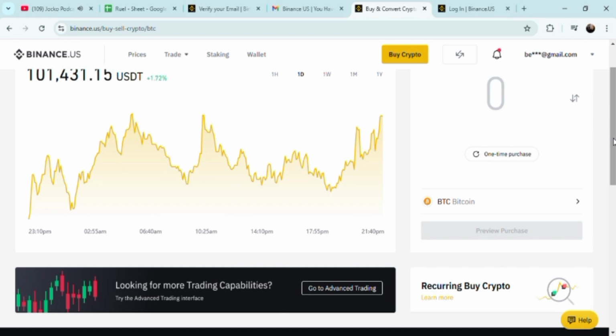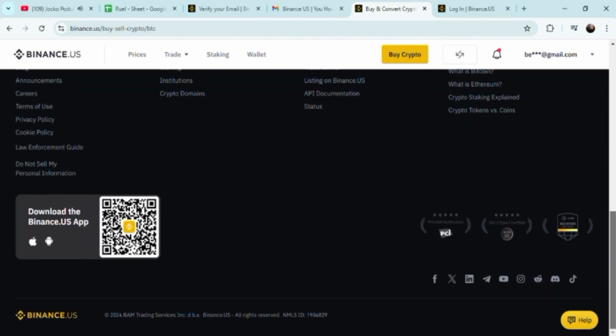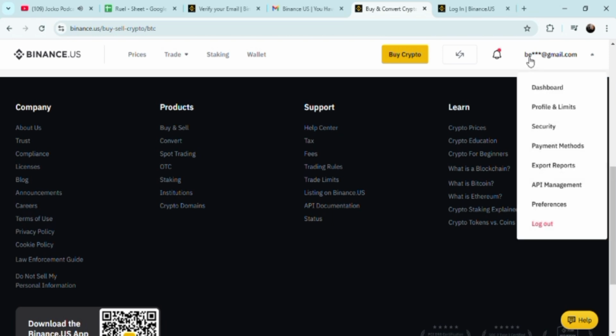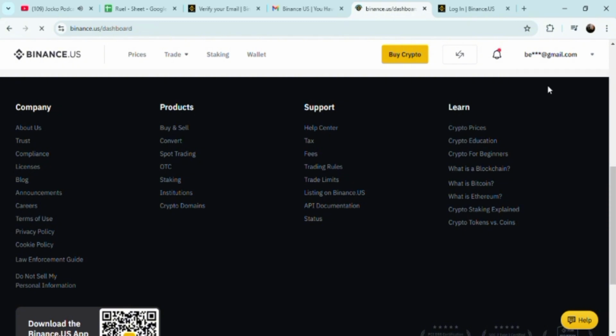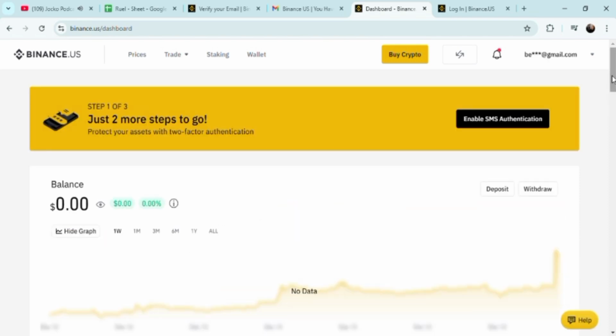So just familiarize yourself with this dashboard here, because this is where you start off, especially if you're someone who's just signed in. This is where you start, the dashboard. We have profile and limit, security, everything here. So I'm going to take you to the dashboard again. This right here is the dashboard. This is the home front, basically.